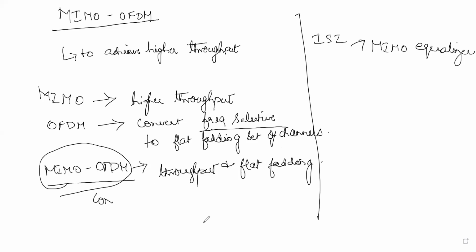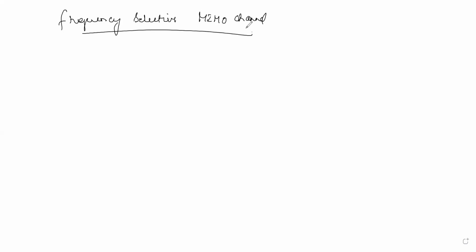First, to understand this, let us take the frequency selective MIMO channel. Let us take the equation of the MIMO frequency selective channel. First we will consider the frequency selective SISO channel. We will first take the frequency selective single input, single output channel, which is modeled as an FIR channel filter.